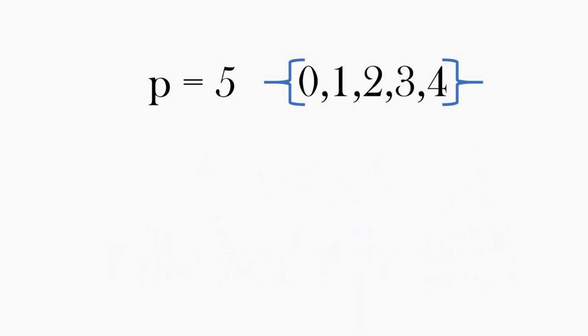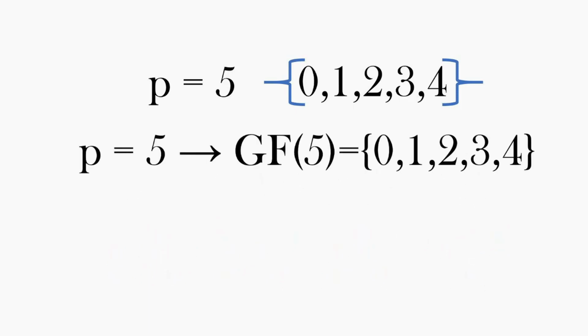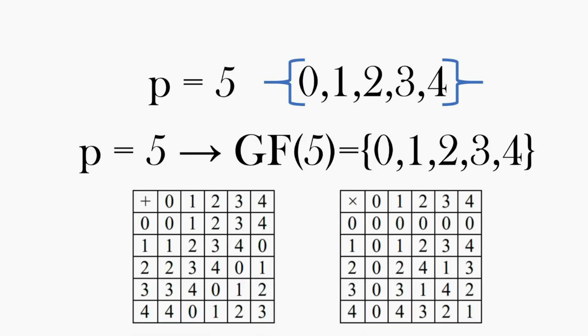Let's consider our previous example where p is equal to 5. First, we should build these two tables. In the first table, we will add the values. So, 0 plus 0 is equal to 0. 0 plus 1 is equal to 1. And 0 plus 2 is equal to 2. But when we add 3 to 3, we get 1.